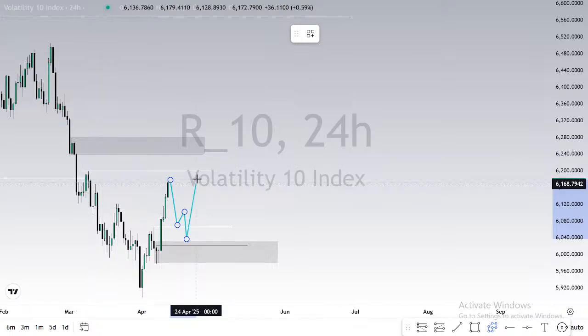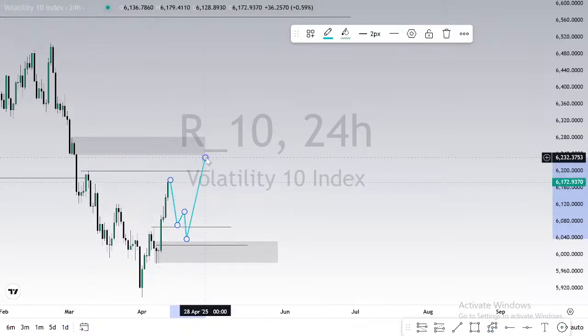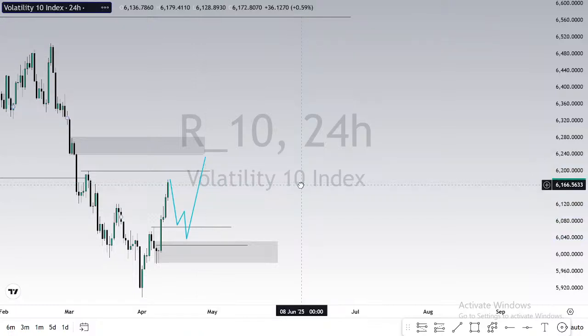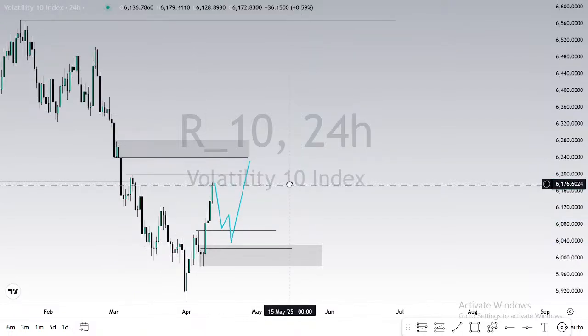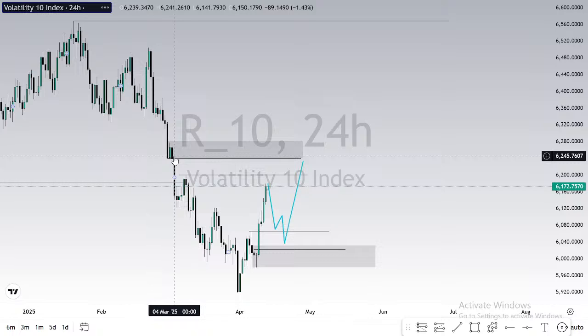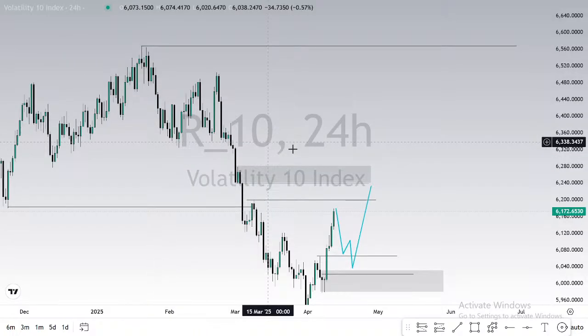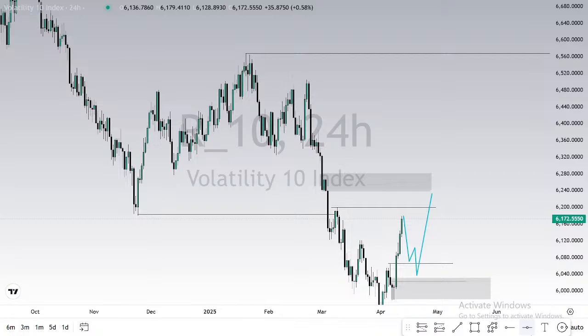But for market, then we can make a continuation to the upside to take that high or to enter this fair value gap. So my first POI for sell continuation is here. My second POI is here.